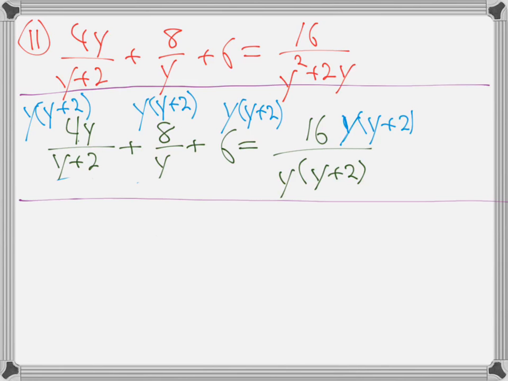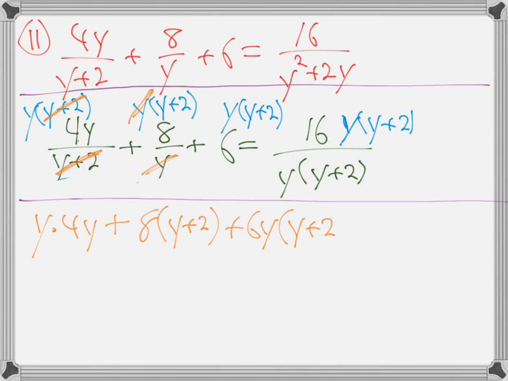Cancel. Cancel top and bottom. Bring down whatever's left over. So y plus 2, y plus 2. So y times 4y. Y cancels y. 8 times y plus 2. 6y, y plus 2 equals, these guys cancel, 16.